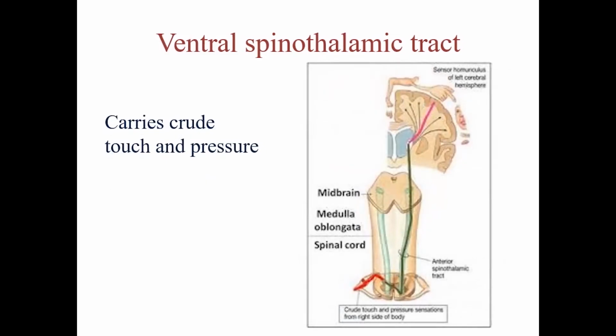The anterior spinothalamic tract is also one of the ascending tracts. It is responsible for the crude touch. The signal enters the spinal cord through the posterior horn cells, and it also crosses to the opposite side and ascends in the contralateral ventral spinothalamic tract on its way to the brain.